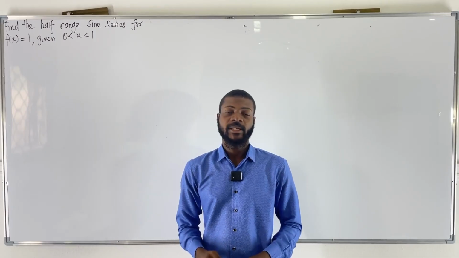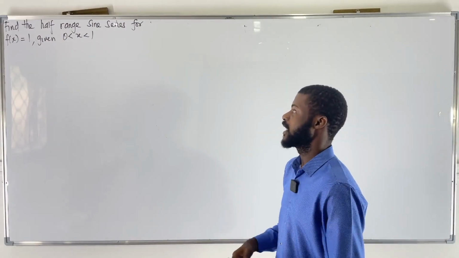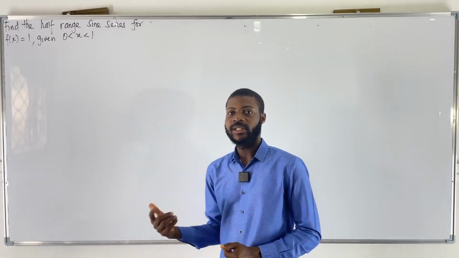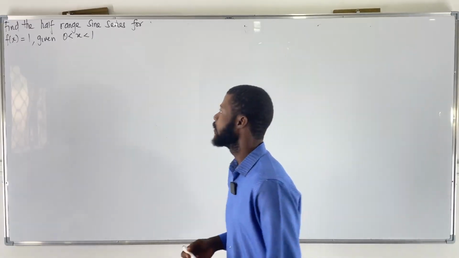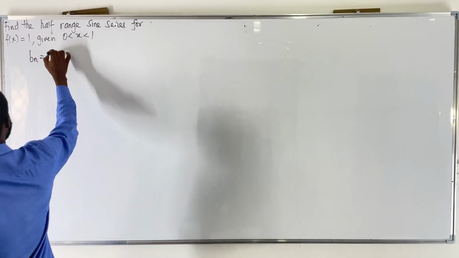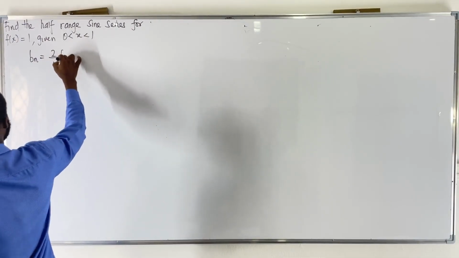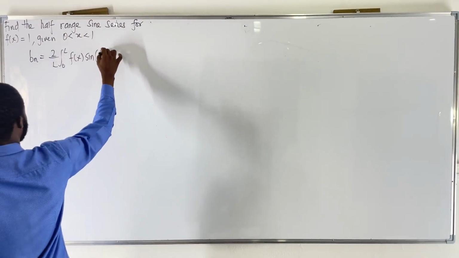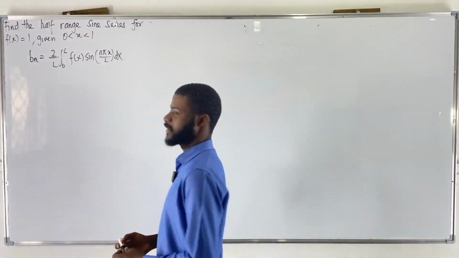Welcome, ladies and gentlemen. In this video, we're going to be solving this very problem. It says find the half-range sine series for that very function. Now, since we're asked to find the sine series, it means we're dealing with the odd extension. So we're going to be treating that function as an odd function. So we only need to find b sub n, and b sub n is 2 over L, since it's an odd function, 2 over L, integral from 0 to L, f of x sine n pi x over L dx. So that's going to be the formula.